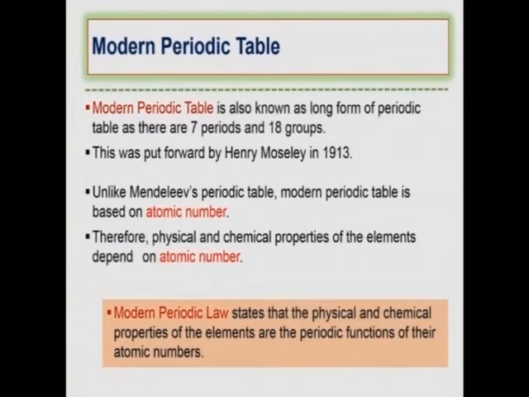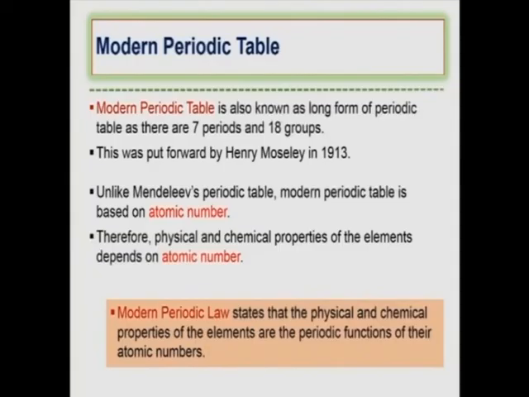And that's why the modern periodic law states that the physical and chemical properties of elements are a periodic function of their atomic number. This means that when elements are arranged in a periodic table, they are arranged in such a way that their physical and chemical properties tend to reoccur when based on atomic number.